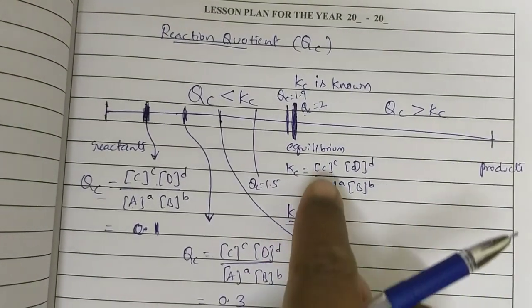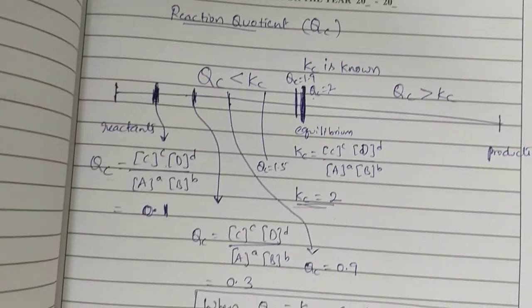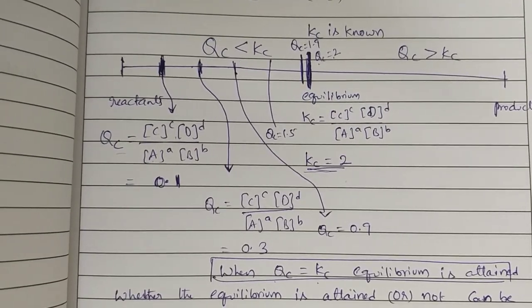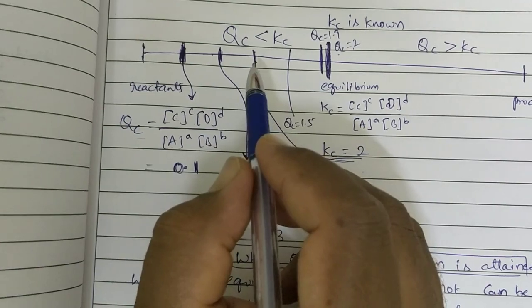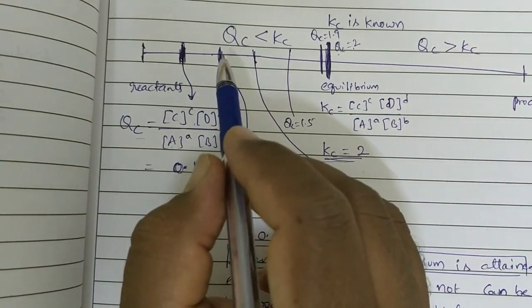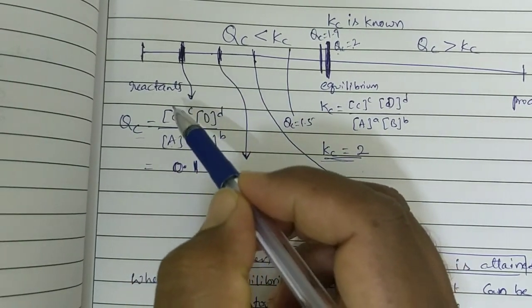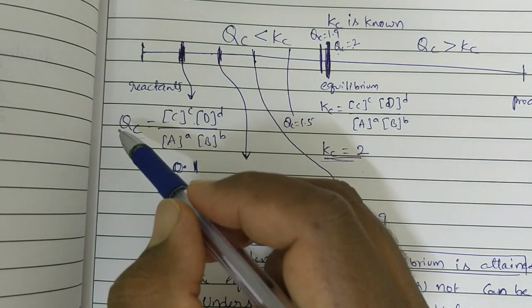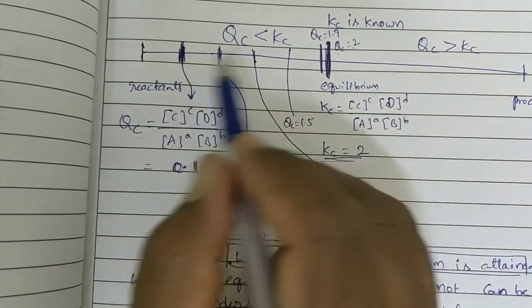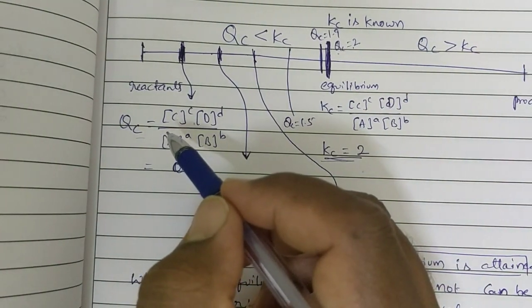Same formula only: concentration of C power c into concentration of D power d divided by concentration of A power a into concentration of B power b. But it will take some time to attain equilibrium. Meanwhile scientists try to know whether the reaction has attained equilibrium or not. Then they check the concentration of this formula, that is equal to QC. At any other point of view, this Kc formula is nothing but QC only.